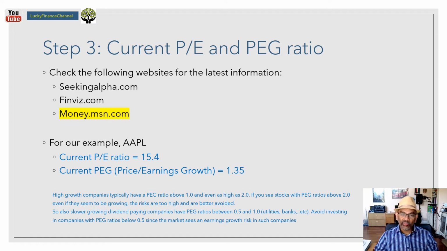So ideally, between 0.5 and 1 for the slower growing dividend companies, between 1 and 2 for the high growth companies, but avoid above 2 and avoid less than 0.5. Okay.